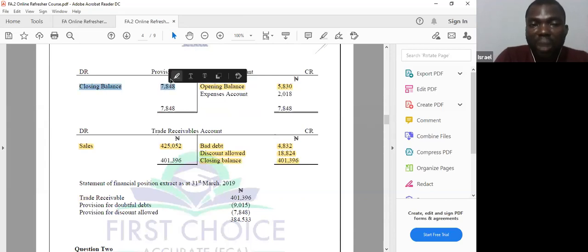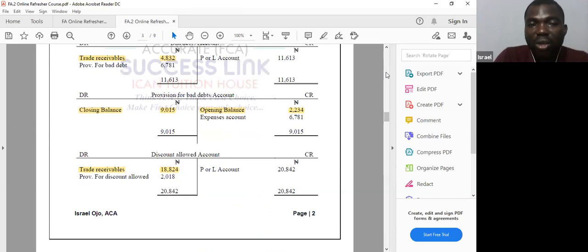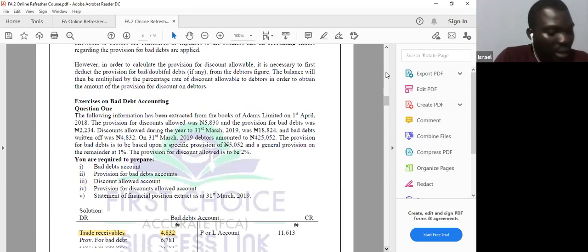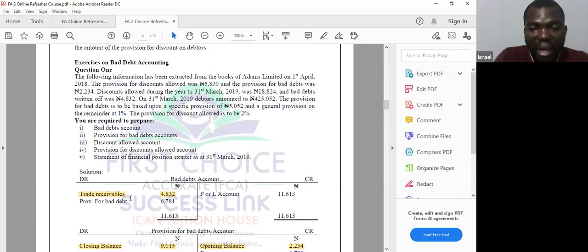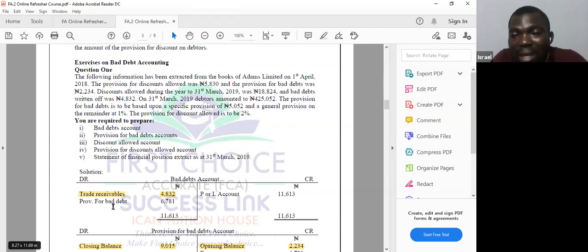Then after we have done with this, the next step is for us to close our account. So how do we close our account? We say, okay, bad debt account. We can transfer the provision for bad debt. The increase, the difference, you can find under your bad debt account, or you can show it alone on your financial performance. You can decide to show it on your financial performance, or you can decide to post it under your bad debt. So in this solution, it was posted under the bad debt.